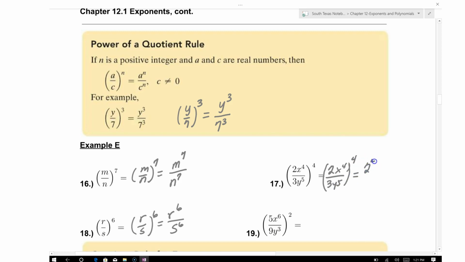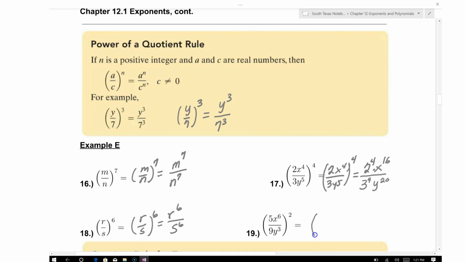For example, 2 to the 4th times x, and we have 4 raised to the 4th power, so that's going to be 16. How did I get 16? You multiply 4 times 4. You will have 3 raised to the 4th power, and then you will have y raised to the 20th. How did I get 20th? You multiply 5 times 4.